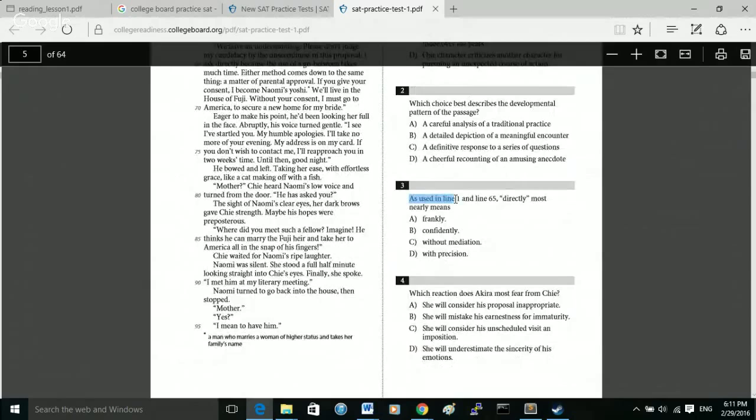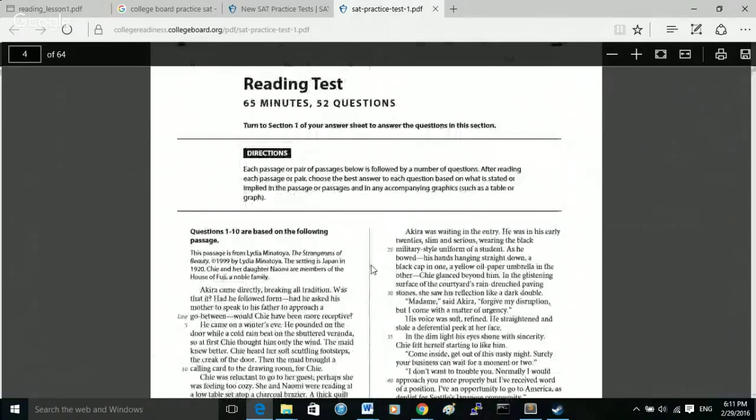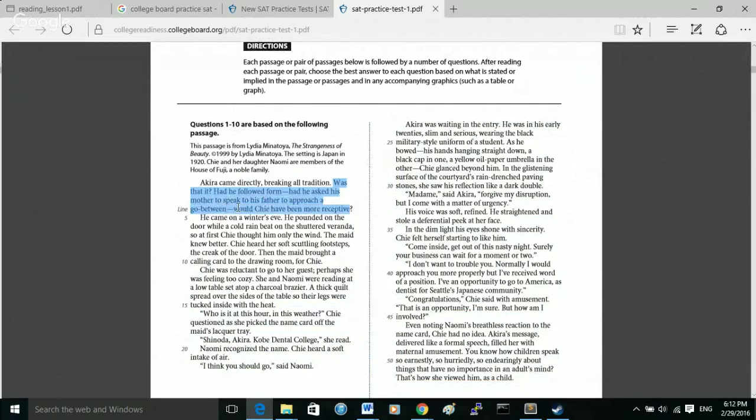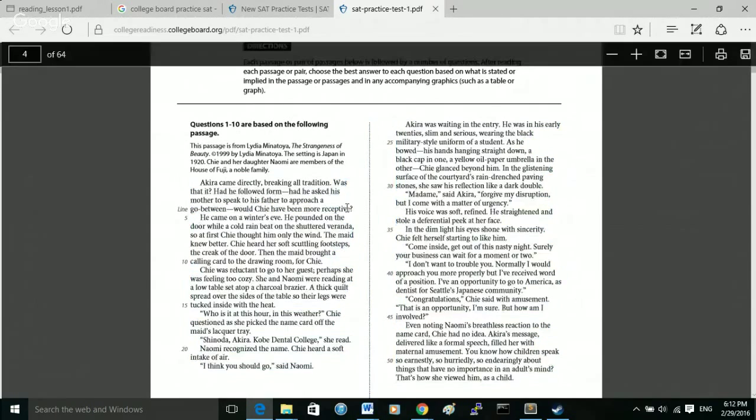Question 3, as used in line 1 and line 65, directly most nearly means. All right, let's go to line 1 and line 65. So the strategy is to read around the directed line. We're just going to go ahead and read the whole paragraph, even though it only tells us to look at the word directly in line 1. So Akira came directly, breaking all tradition. Was that it? Had he followed form? Had he asked his mother to speak to his father to approach a go-between? Would she have been more receptive? Okay, so directly is used in there.